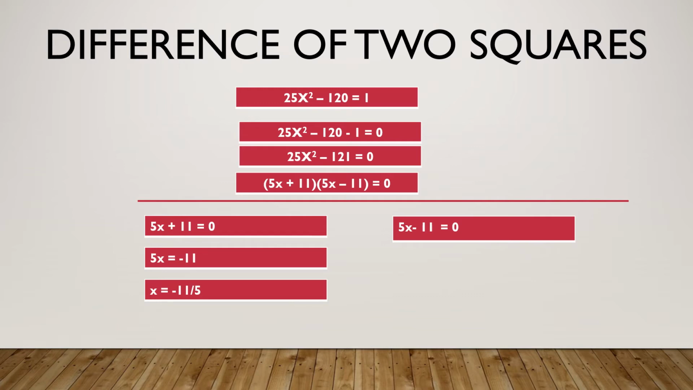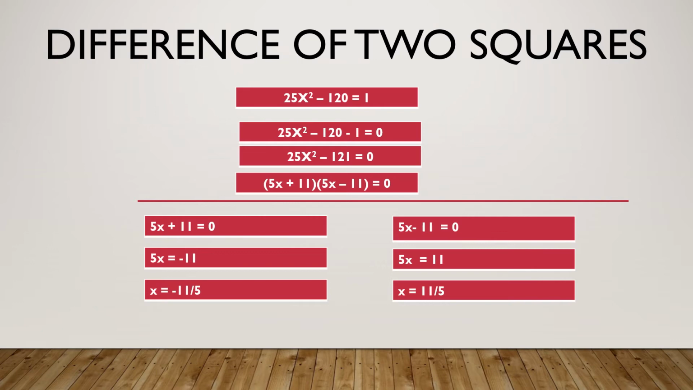Okay, let's have the second factor, equate this one to 0. So you have 5x minus 11 equals 0. Then transpose negative 11 to the right, becomes positive 11. Then divide both sides by 5. Then the value of x would be positive 11 over 5. So the solutions for this equation are negative 11 over 5 and positive 11 over 5.